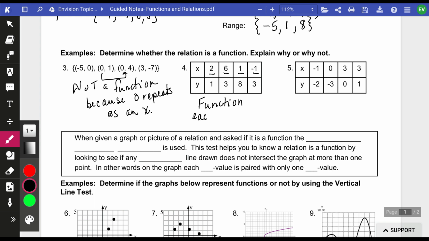Each x has one y value. It doesn't matter that in the y's the 3's repeat. It only matters that each x value only has one y value. In number 5, what do you think? Did you see the double 3's? Hopefully you did. So this is not a function. And I'm going to let you supply your own reason for why it's not a function.